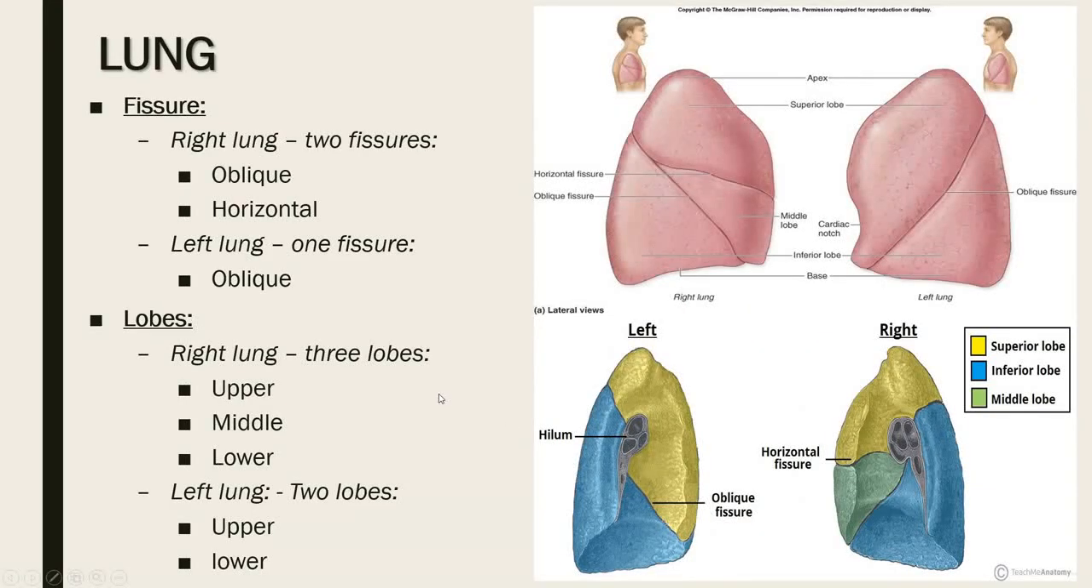Now in this picture we can see the fissures and the lobes. In the right lung, there are two fissures: one is the oblique fissure, another one is the horizontal fissure. In the left lung, there is one fissure, the oblique fissure. As there are two fissures, the right lung has three lobes: upper lobe, middle lobe and lower lobe. In the left lung, due to the presence of one fissure, there are two lobes: upper lobe and lower lobe.